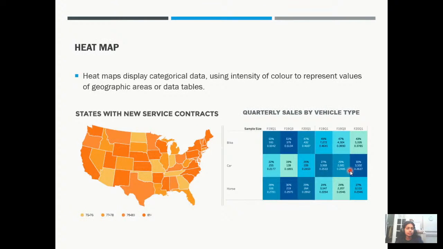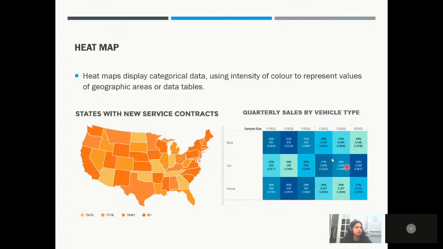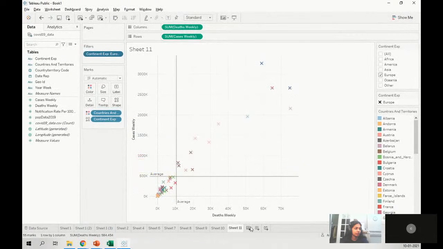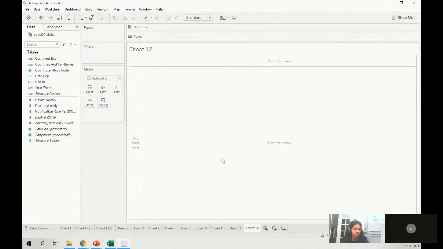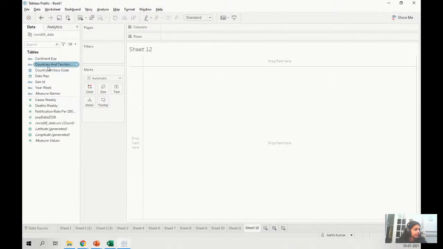Yeah. Next is heat map. So heat map is when you use the shade of a color to show the intensity. Heat maps display categorical data using intensity of the color to represent values of geographic areas or tables. So going back, how we can create heat maps in Tableau, we can create 2 different kinds of heat maps. One is for the geography. Like I said here, the country and territory code automatically takes the geographic position. We can either use this or let me share view data over here.